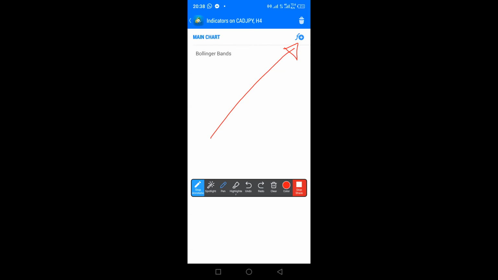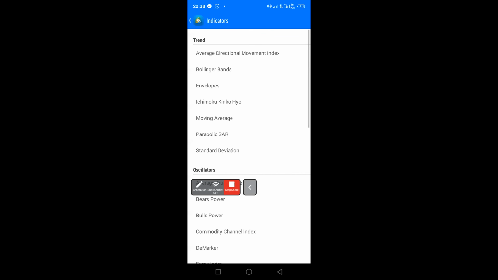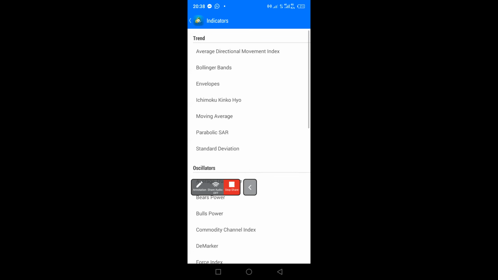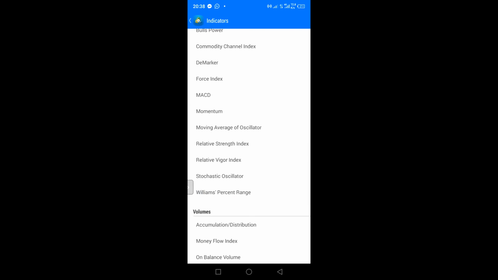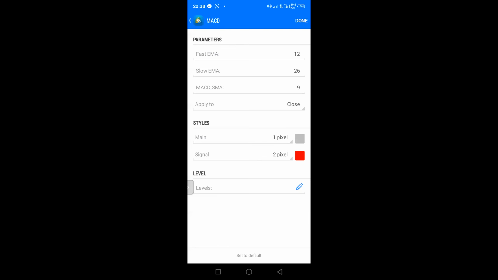Right? If you are a newbie, this might be a handful all within a short while, but never mind. As you practice, you get a hang of it. All right, so I'm going to click on that, and then it brings me back to that interface. So for oscillators, let's add a MACD, right? So here we have MACD somewhere there. I'm going to click on MACD.